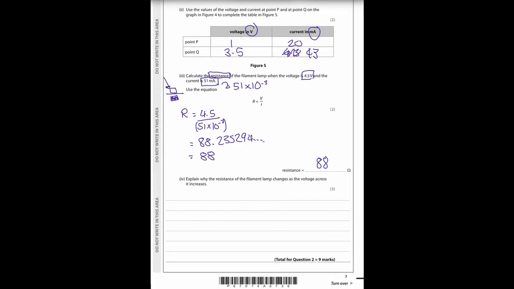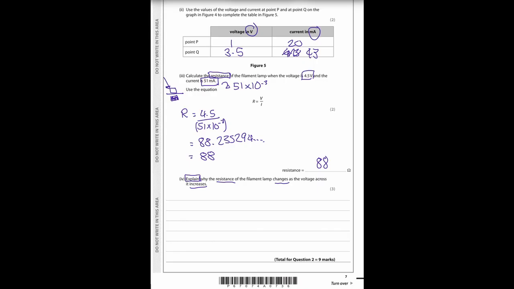Okay, so this next question is an explain question over here. So I'm going to try to go law, principle, or formula, state the obvious, keywords linked to the question, those things that I should be doing in there. So what's the key thing that stands out to me in this question? It's saying why the resistance on the filament lamp changes as the voltage increases. So the first thing that stood out is that it's saying the resistance changes.